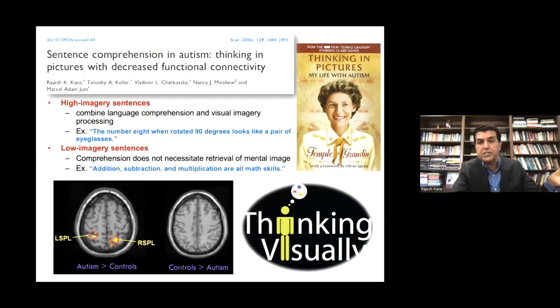We saw a bunch of regions showing more right hemisphere activity in autistic participants. We saw a couple of studies showing less left hemisphere activity in autistic participants. Now you're seeing more activity in the visuospatial areas in autistic participants.